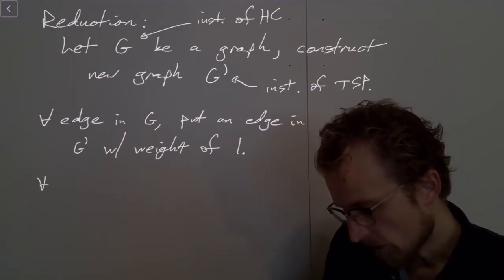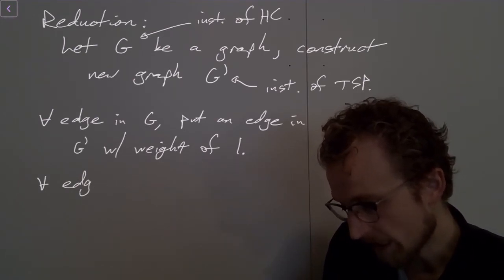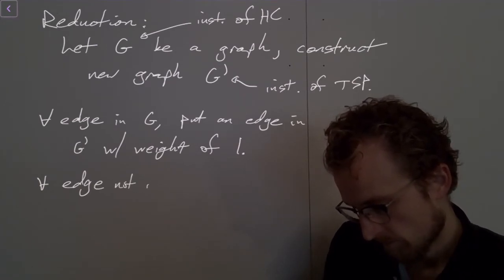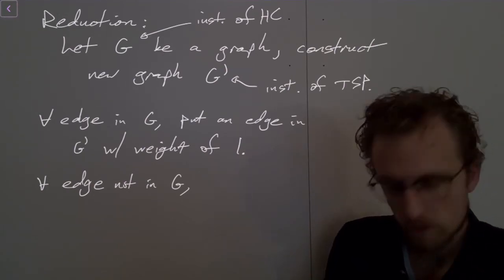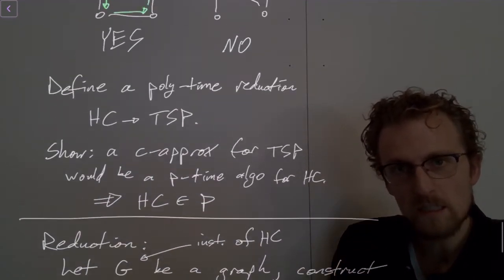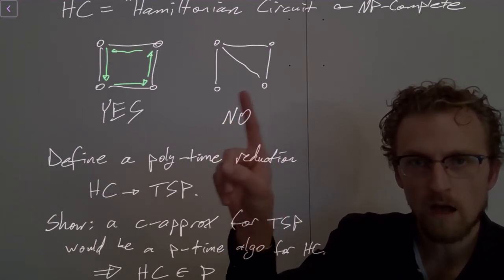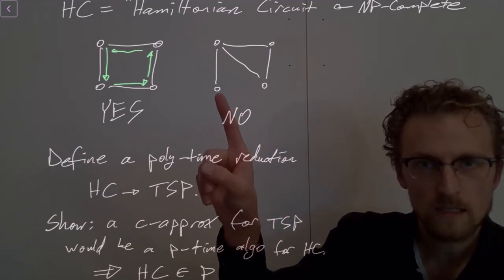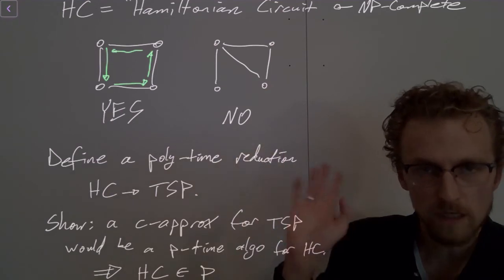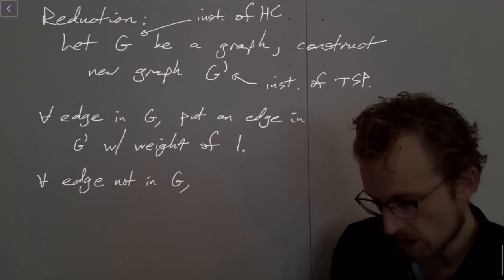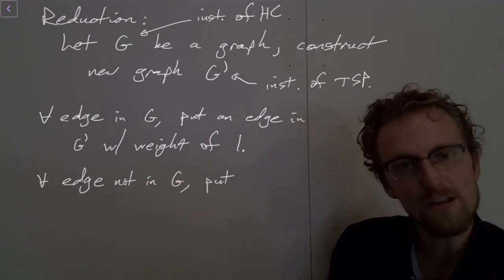And then for each edge not in G, what does it mean for an edge not to be in G? Well, it means that there's no link between those two nodes. So if we think back to the instances that I showed a second ago, this node and this node do not have an edge connecting them. That is an edge that does not exist in this graph. So for each edge not in G, we'll put an edge in G prime with a high cost. So rather than a low cost, we'll choose a high cost.